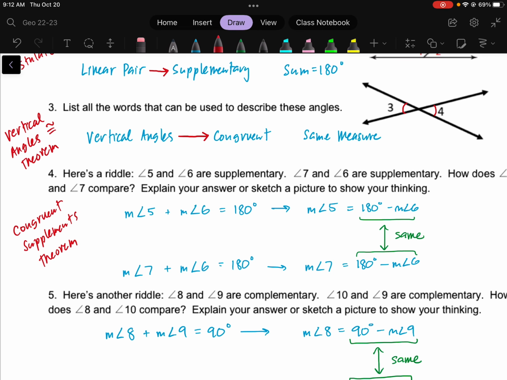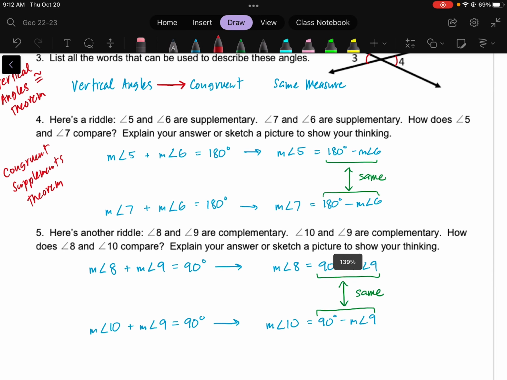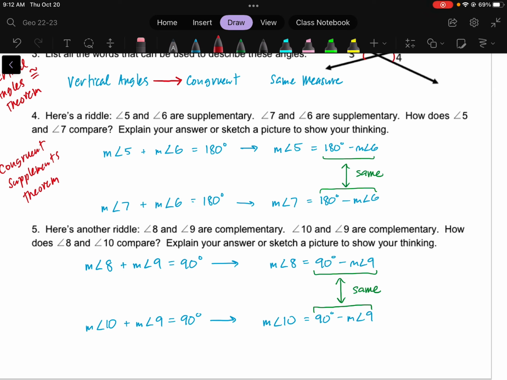And now we get to question 5, which uses similar logic to question 4. The only difference here is the word supplementary has been replaced with the word complementary. The riddle begins by saying that angles 8 and 9 are complementary. We know that means they add up to 90, so we can write that as a mathematical statement.